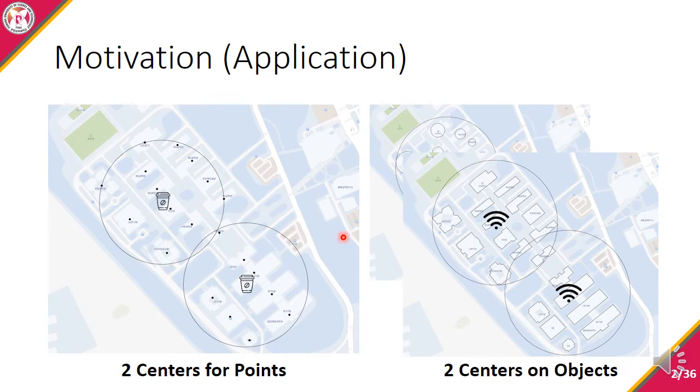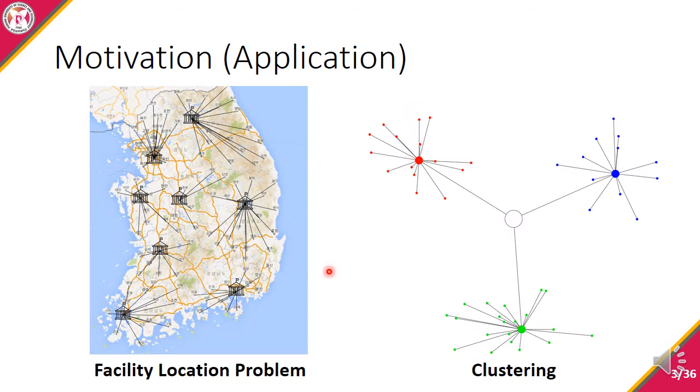Like these examples, if we can find the best location of facilities and compute the size of the facilities, then we can cover all input objects and reduce the cost of constructing the facilities. Like these figures, other facility location problems and clustering are also applications of our studies. Facility location problem is extensively studied in the computational geometry field, and clustering is used in many fields of computer science.